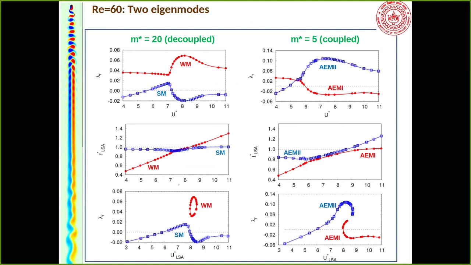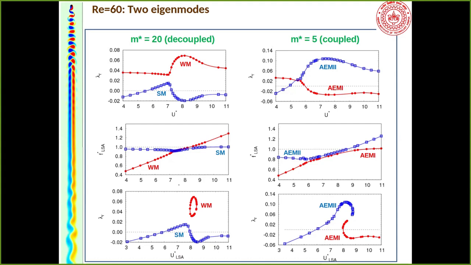So after doing this, if I do Reynolds number 60, these are the type of eigenmodes that I get. Okay, so let me walk you through. So the x-axis is the reduced speed, U star. And the y-axis is lambda r. Maybe we should first look at this picture. So there are two mass ratios given here. A mass ratio of 20 and a mass ratio of 5.